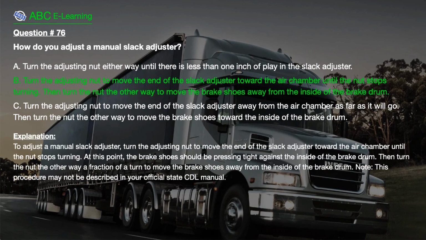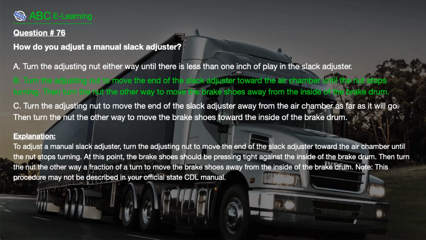The correct answer is here, B. Turn the adjusting nut to move the end of the slack adjuster toward the air chamber until the nut stops turning. Then turn the nut the other way to move the brake shoes away from the inside of the brake drum. Explanation. To adjust a manual slack adjuster, turn the adjusting nut to move the end of the slack adjuster toward the air chamber until the nut stops turning.